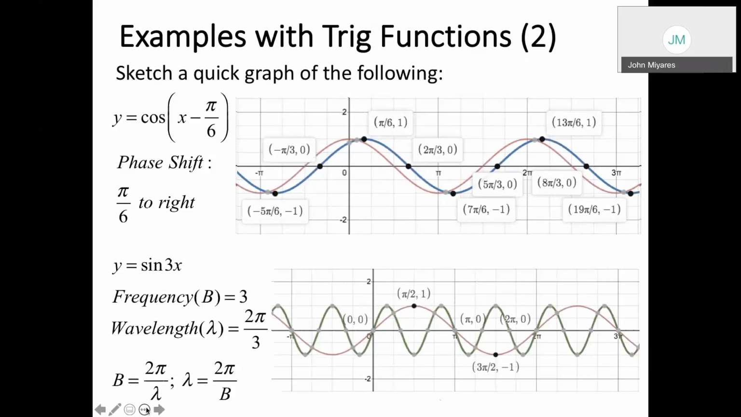This relationship between the wavelength and the frequency is an inverse one, meaning as the b value gets bigger, the wavelength is going to get smaller, and similarly, as b gets smaller, the wavelength is going to get bigger. The value 2 pi serves as what we call the constant of proportionality in this relationship.